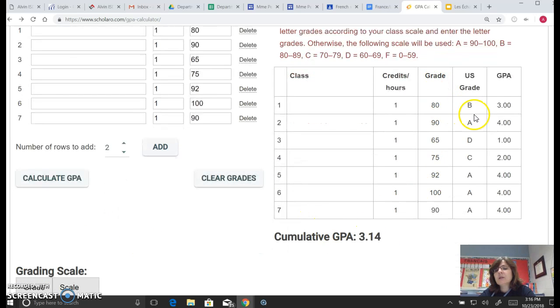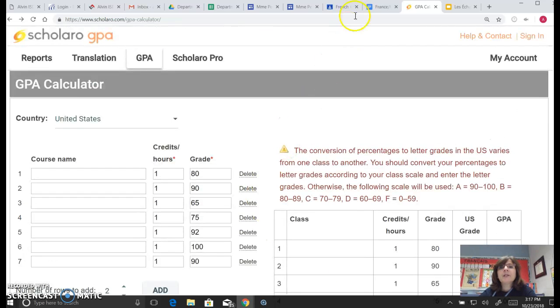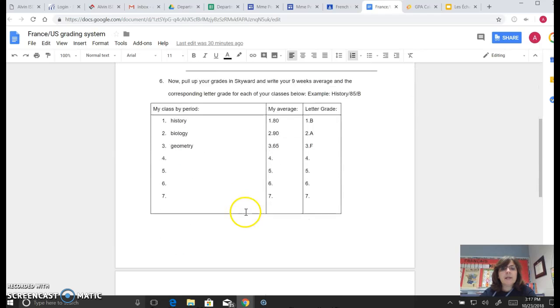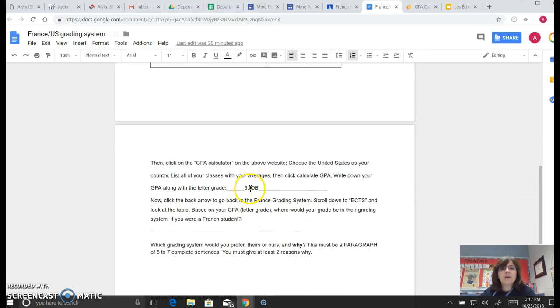Then you click Calculate GPA. And this is what your GPA is for each individual class. Here's your U.S. letter grade. This is your cumulative, 3.14. Okay? 3.14, that's my cumulative. So when you calculate it, it's going to give you your cumulative. 3.14 is a B. So you come back to your document and you're going to write here in the blank, and I'm just going to change that because I've changed it.